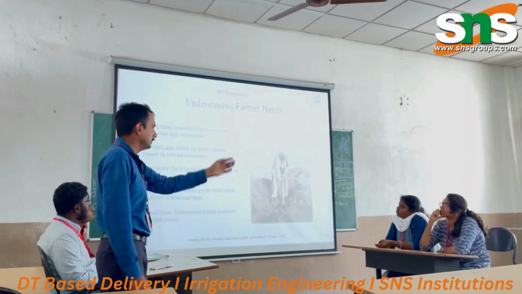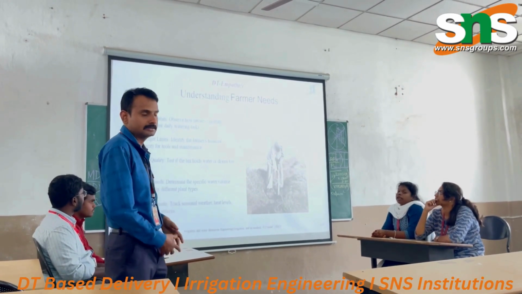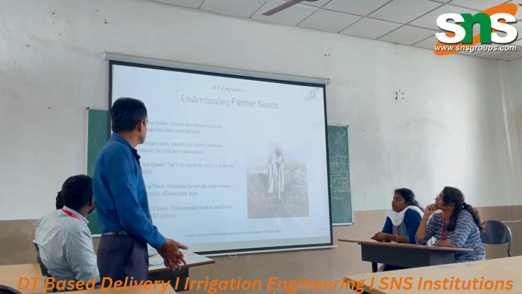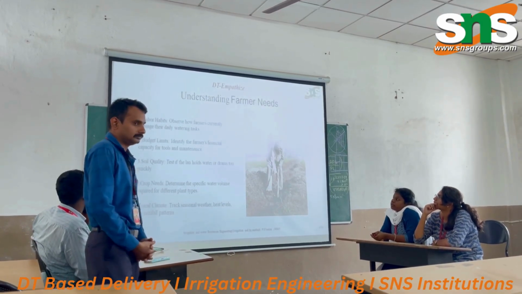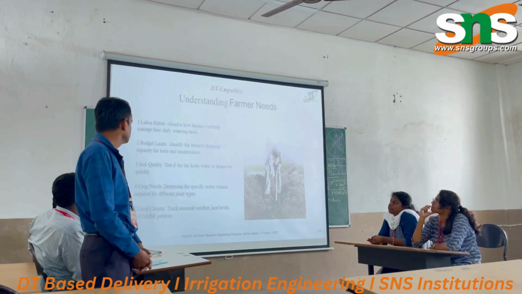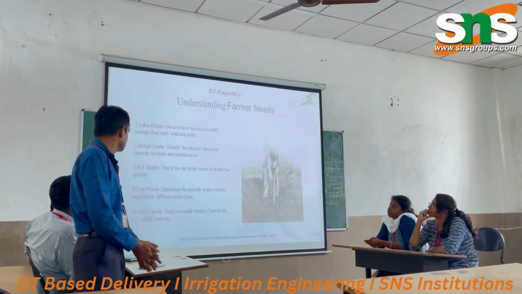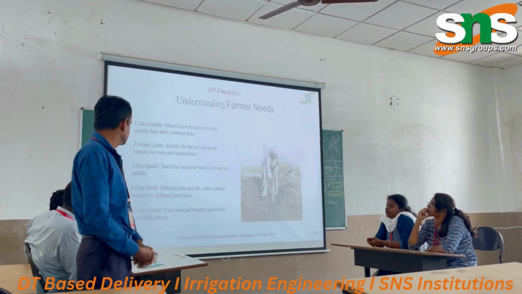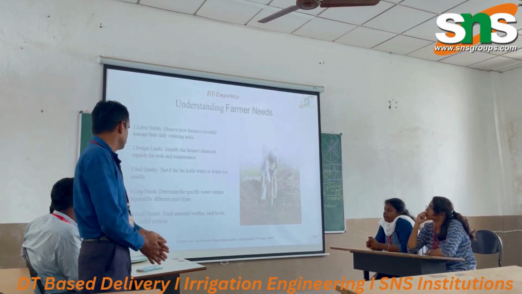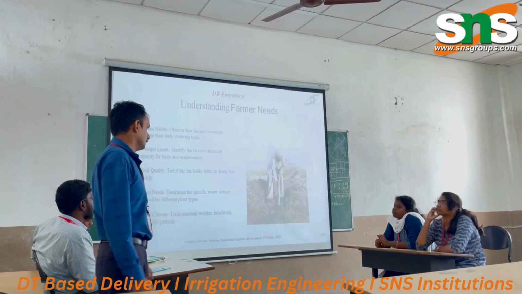The next stage is the empathy stage, which will be explained by Brigitta. Empathize, understanding the farmer's labor habits: observe how farmers currently manage their daily watering tasks. Budget limits: identify the farmer's financial capacity for tools and maintenance. Soil quality: test if the land holds water or drains too quickly. Crop needs: determine the specific water volume required for different plant types. Local climate: track seasonal weather, heat levels and rainfall patterns. Thank you for explaining the empathy stage.